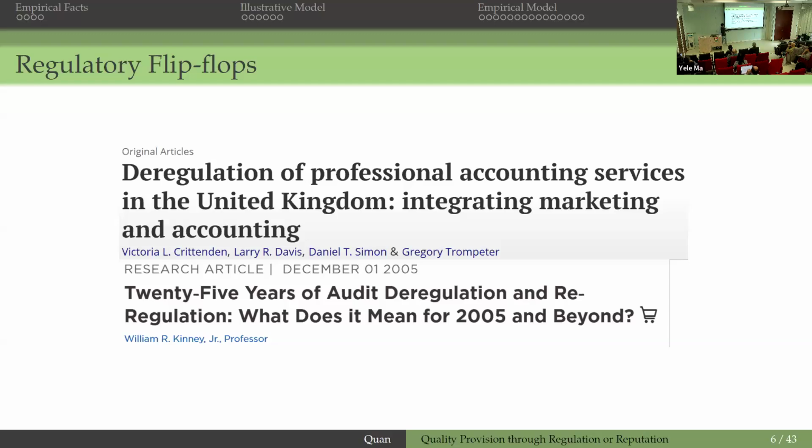So given these regulatory flip-flops, we want to really understand what is the optimal regulation level, or the intensity and timing of the entry regulation, given that reputation really matters.